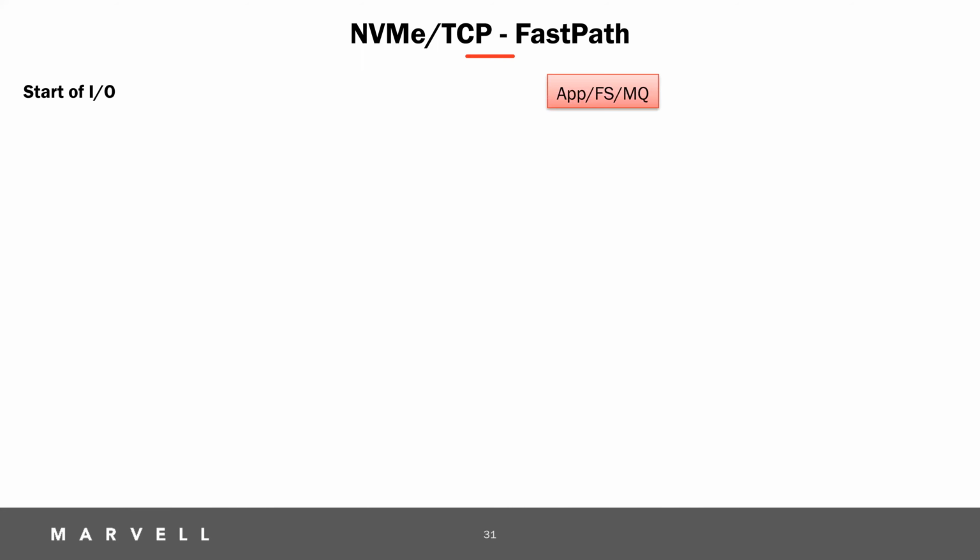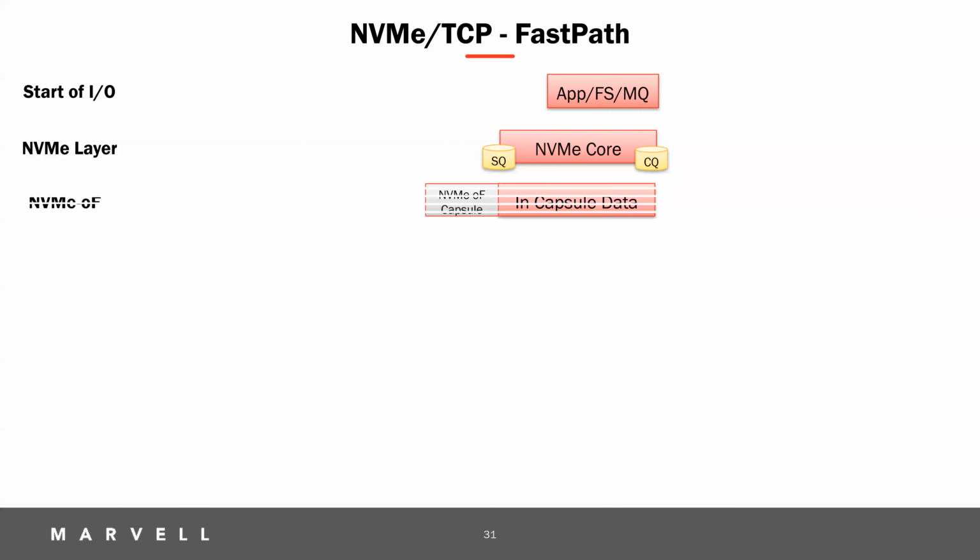So if I build this up as to how the stack looks for NVMe over TCP: life begins with I/O from an application. Take an example of FIO, if you are running that, it goes through a file system and block multi-queue. The NVMe layer is the one that manages the submission and completion queues. Then comes the NVMe over Fabrics layer that encapsulates the submission queue into a capsule, which may or may not have in-capsule data, typically up to 8K.